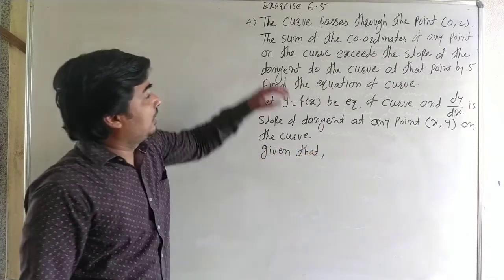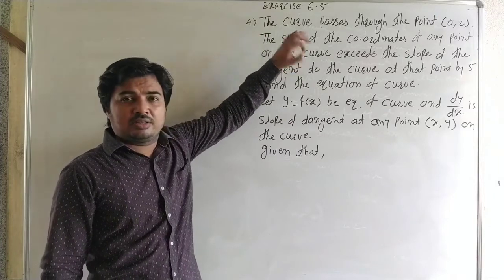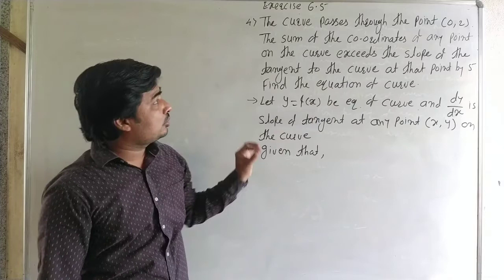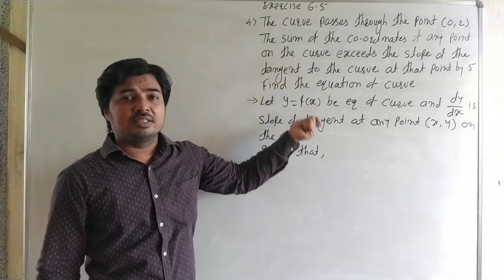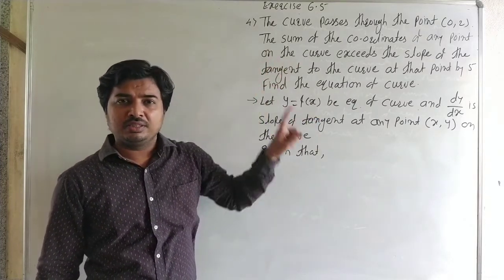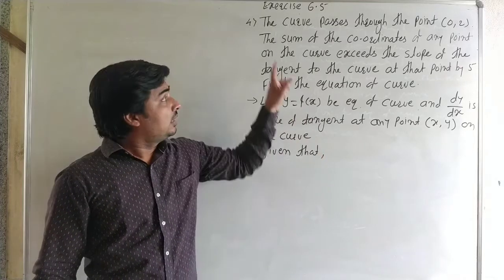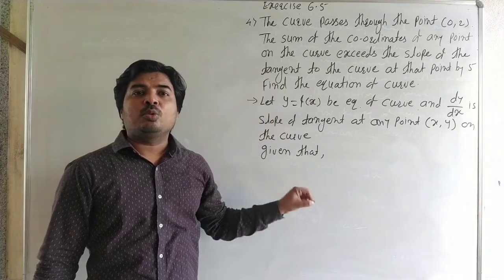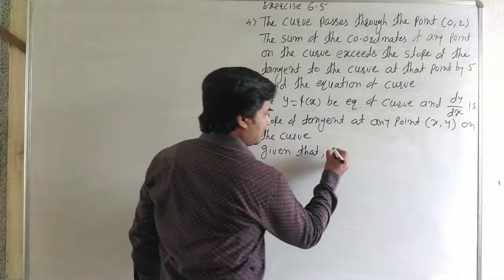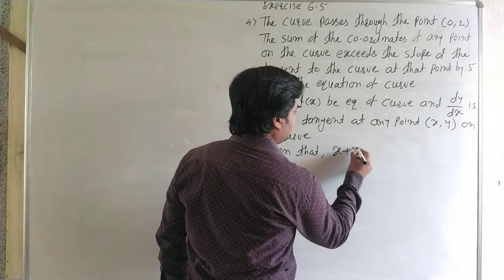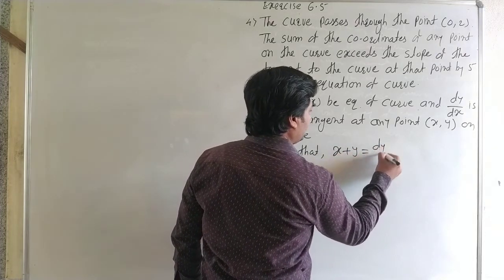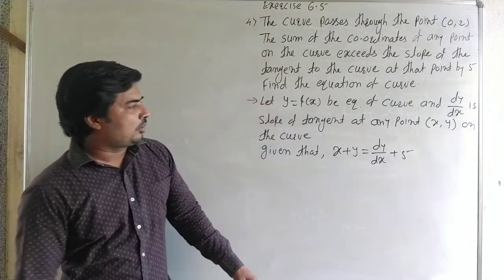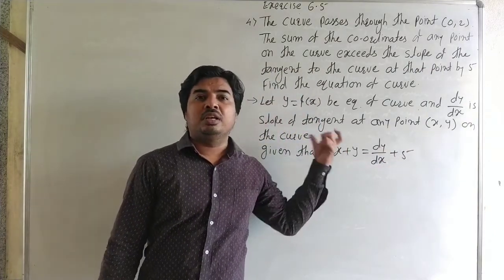see carefully, given that the sum of the coordinates, the coordinates are x, y, of the point on the curve exceeds the slope of the tangent, it is dy by dx. The sum of the coordinates exceeds the slope of the tangent by 5. That means the sum of the coordinates x plus y exceeds the slope of the tangent by 5. Now from the given condition we write this differential equation.